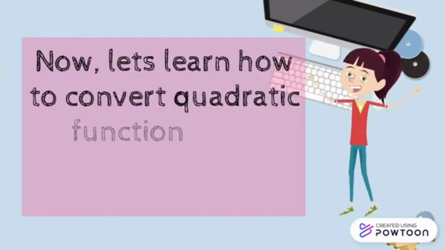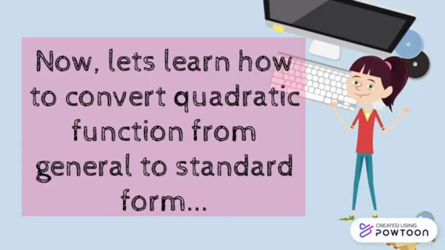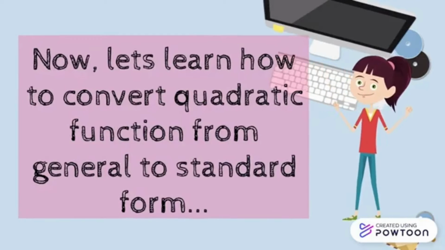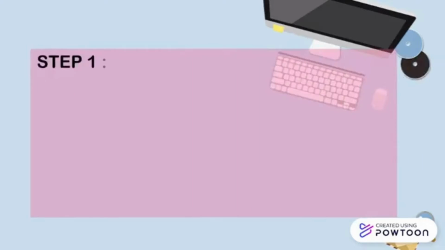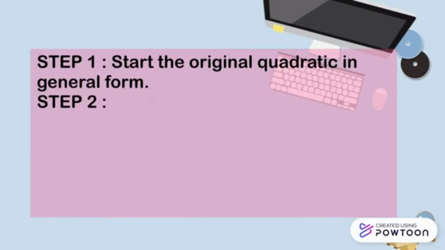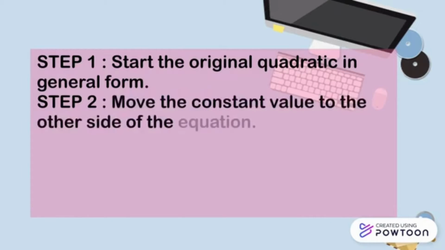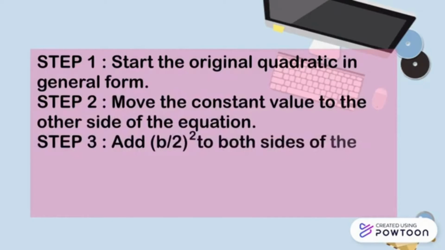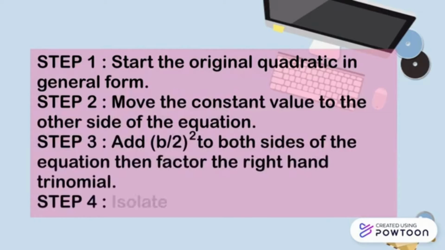Now, let's learn how to convert a quadratic function from general to standard form. Firstly, start with the original quadratic in general form. Then, move the constant value to the other side of the equation and add (b/2)² to both sides of the equation, then factor the right-hand side. And lastly, isolate the y and you are done.